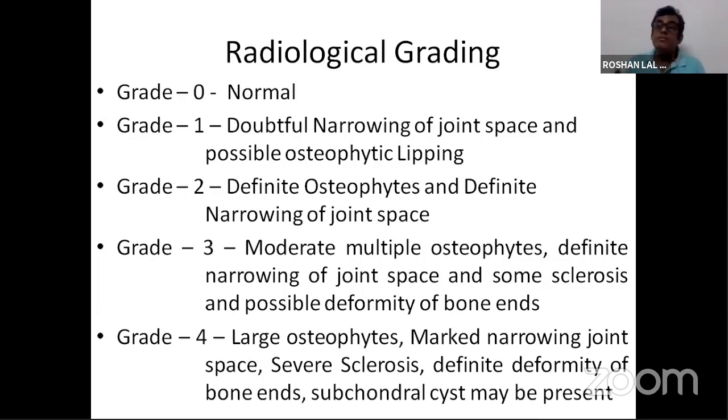grade 4 is the advanced stage where there is complete loss of the thickness of the cartilage and exposure of the subchondral bone. Because of exposure of the subchondral bone, pressure is transmitted to the cancellous bone, some part of the cancellous bone comes out, and that forms the cyst, or a cyst may also be formed within the bone.